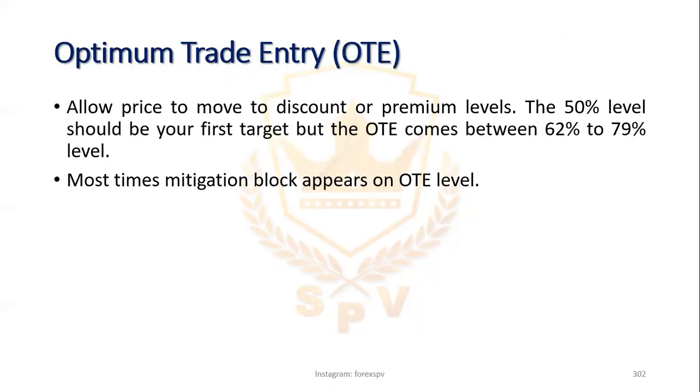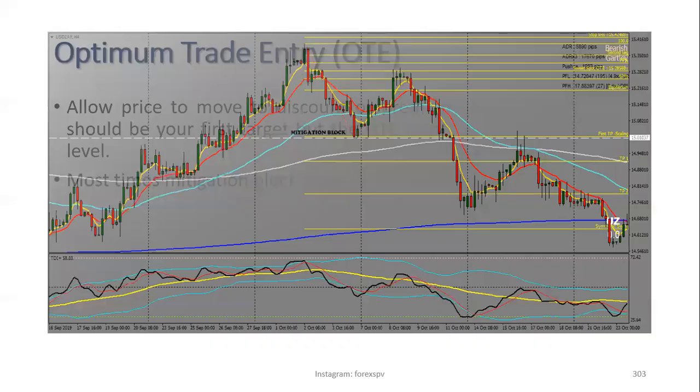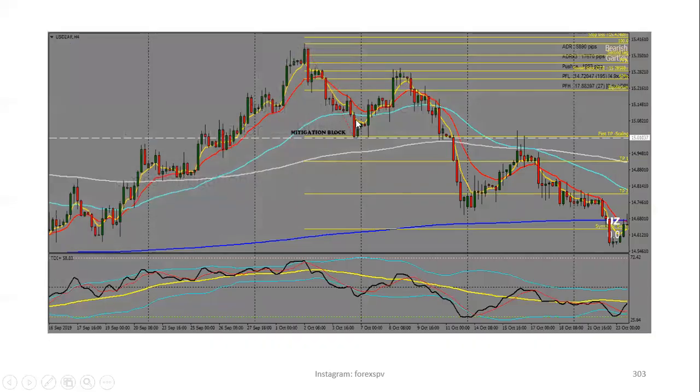We also have the optimal trade entry here, the 70.5% level, and it usually occurs when there is a mitigation block. Most of the time, mitigation blocks appear from there. Here we had the mitigation block. So this retracement came all the way to the sweet spot, the optimal trade entry, and then we had this downtrend.